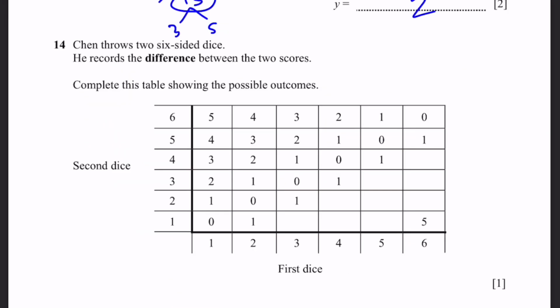Question 14. Chen throws 2 six-sided dice. He records the difference between the two scores. Complete this table by showing the possible outcomes. So we just need to fill in all the blank spaces, which are 9 blank spaces. Over here we have 3 minus 1, 2, 4 minus 1, 3, 5 minus 1, 4, 4 minus 2, 2, 5 minus 2, 3, 6 minus 2, 4, 5 minus 3, 2, 6 minus 3, 3, and 6 minus 4, 2. That's the answer.